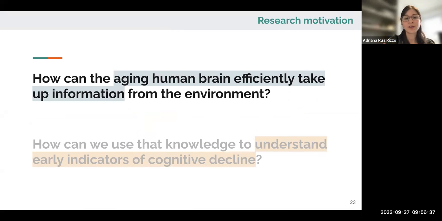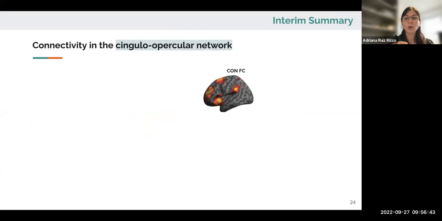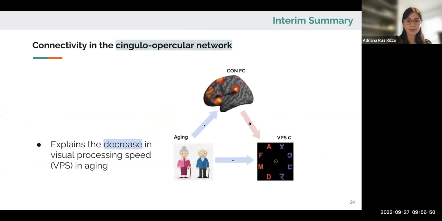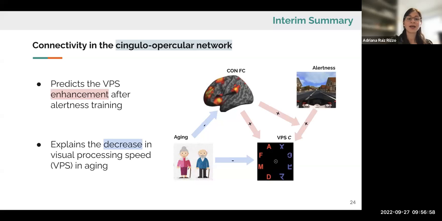So to answer the first question, how can the aging human brain efficiently take up information from the environment? One answer based on this research points to the connectivity in the cingulo-opercular network, because it explains the decrease in visual processing speed in aging, as I showed in the first study, and it also predicts the visual processing speed enhancement after alertness training, as I showed in the second study.